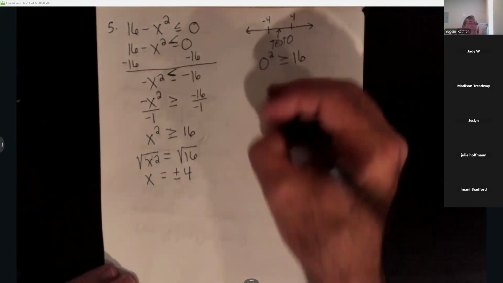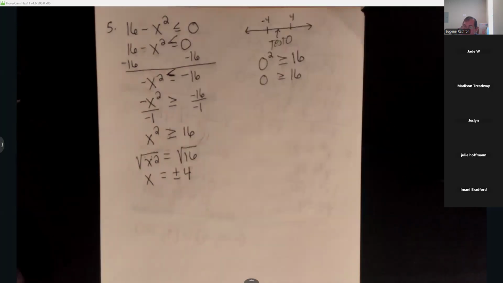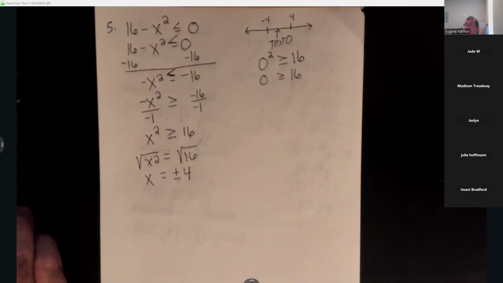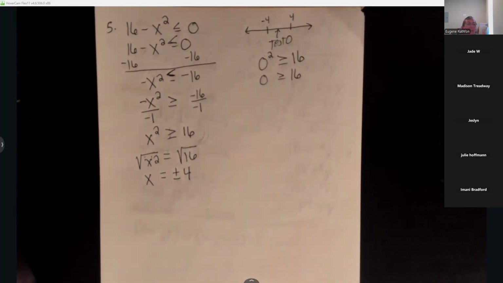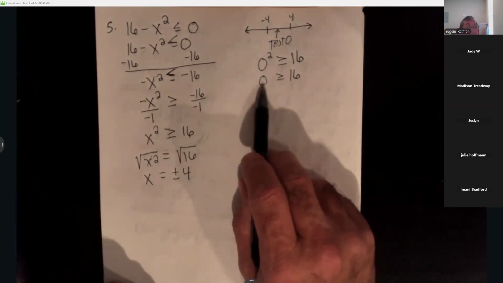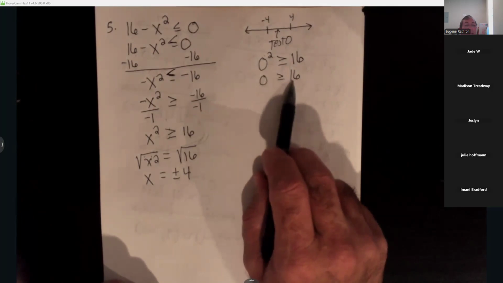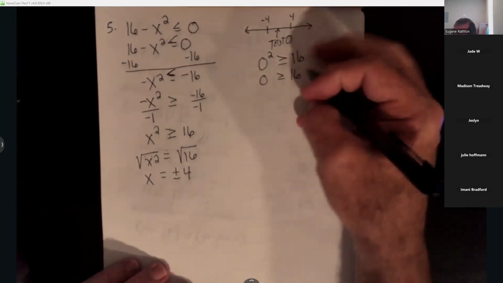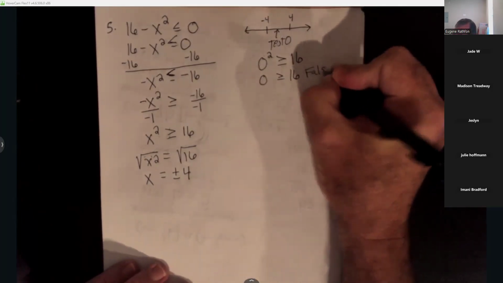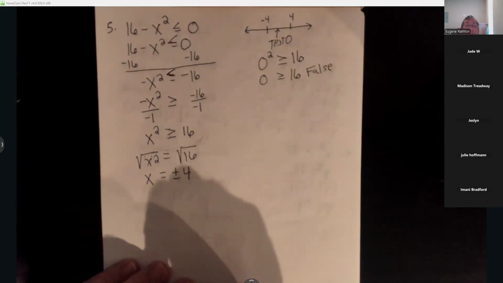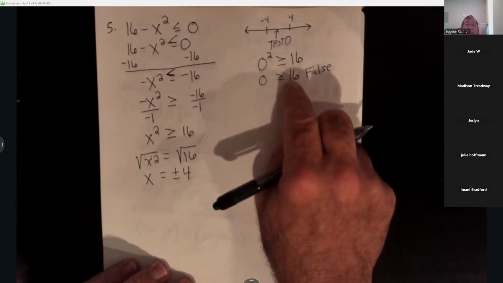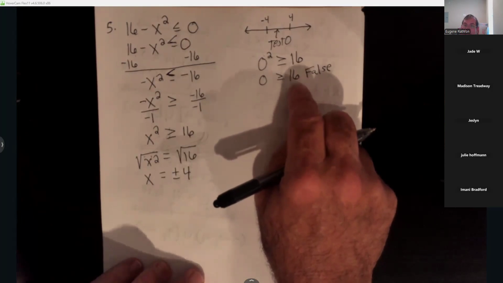All right, so 0 squared made that a 0. But y'all remember, any positive number is going to be greater than 0. And this is saying 0 is greater than -16. Y'all, that right there is definitely false. 0 is not greater than 16. It is less than 16, okay?